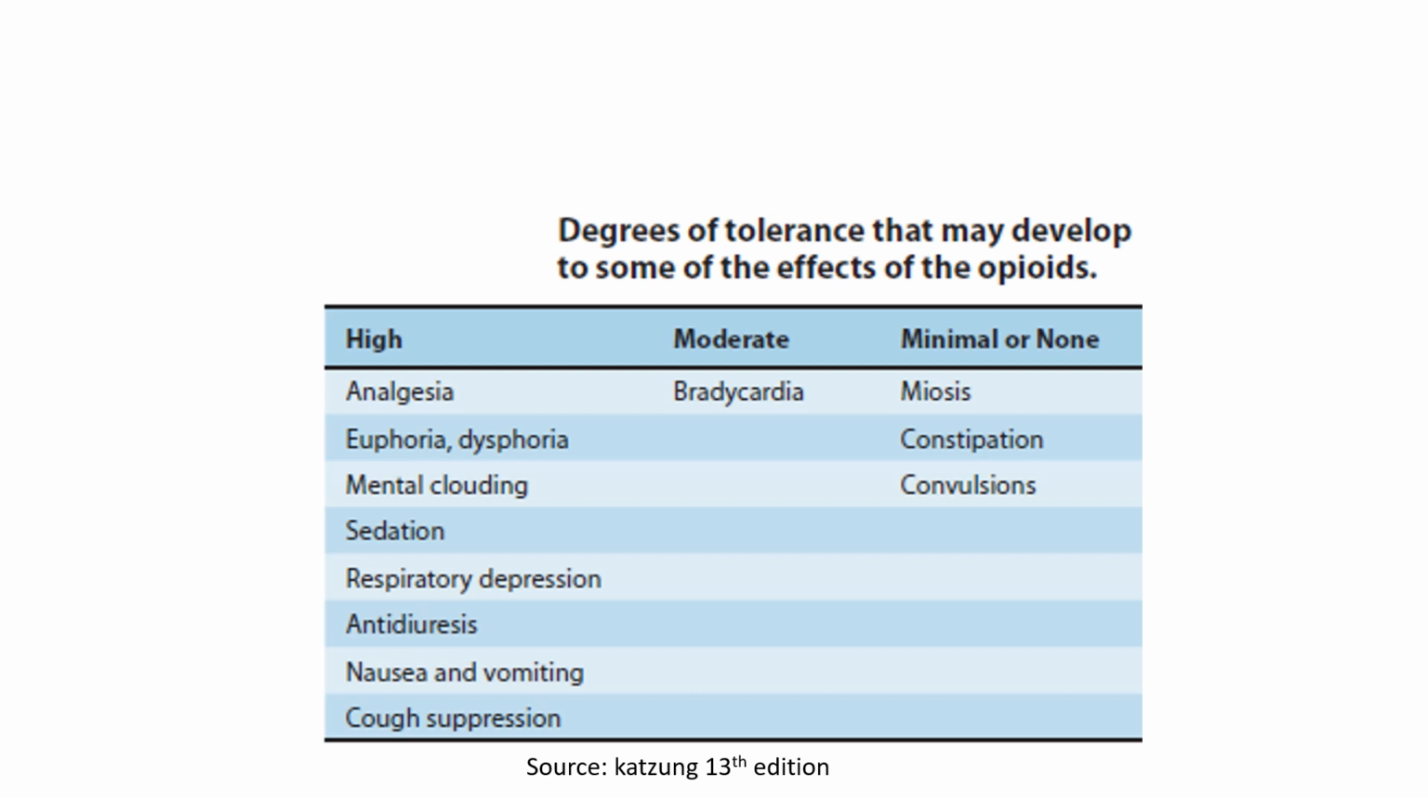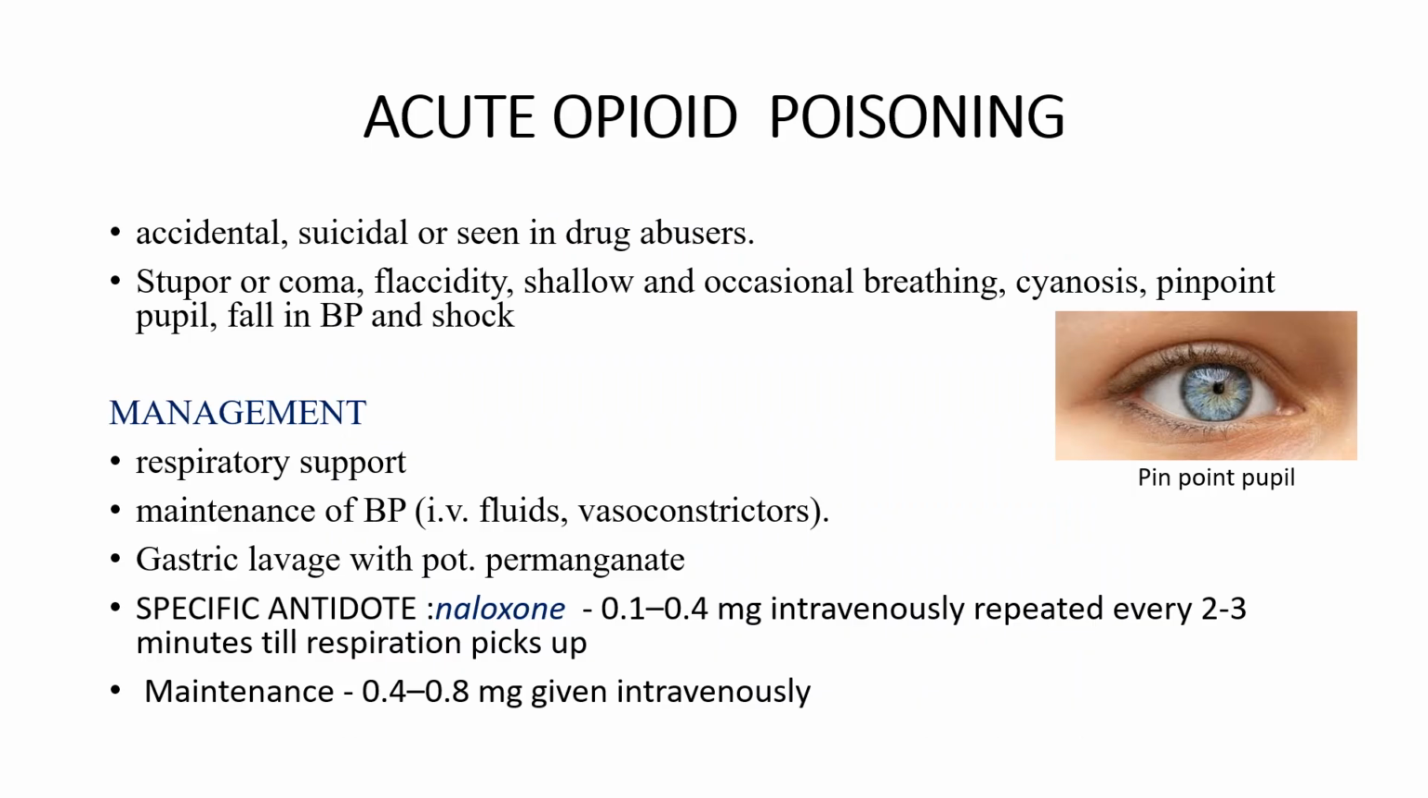This has a clinical significance, because when a patient who is dependent on opioids or who has been taking opioid for a very long duration of time comes with acute morphine poisoning or acute opioid poisoning, certain actions may not be seen because of development of tolerance, but you can see very constricted pupil, constipation and seizures. These actions will be seen because of no tolerance developing for these actions.